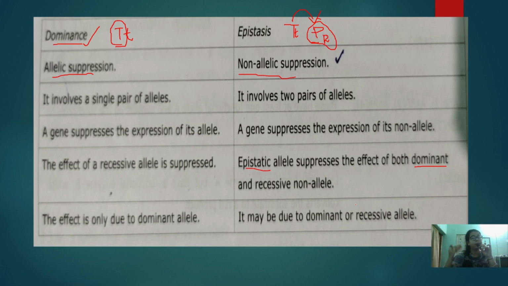When we discuss the chapter on epistasis, we will see how many types of epistasis there are and what the genotypic and phenotypic ratios are that we get from the crosses, because there are different types of epistasis which we will be discussing in the upcoming video.